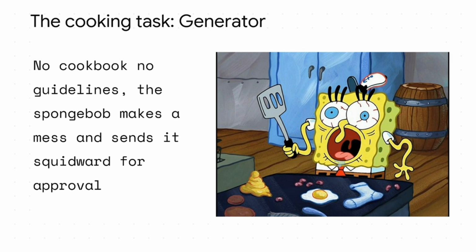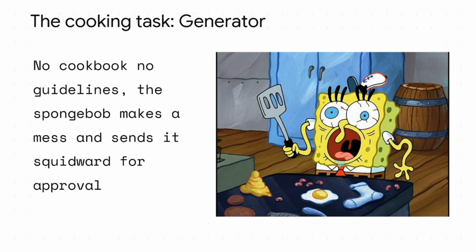So at first, SpongeBob starts trying to make his burger. He's never done it before. He doesn't have a cookbook. He doesn't have a list. He doesn't have a template. It's just an empty-headed neural network, right?